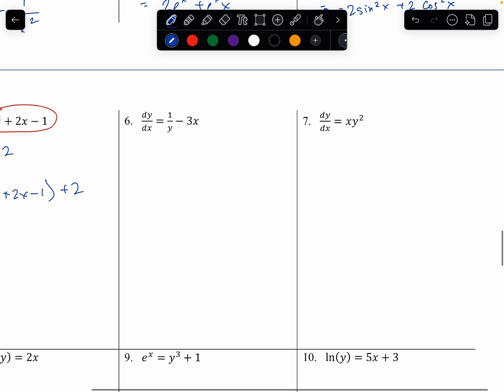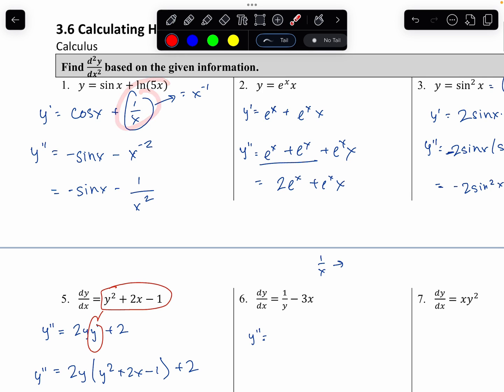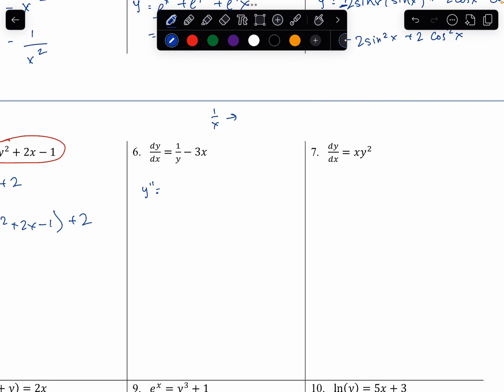All right, for 6, so I already have the first derivative. For the second derivative, now the derivative of 1 over y is going to be the same as the derivative of 1 over x. So hopefully you have this memorized. I told you guys that, well, we actually already did it up here. The derivative for 1 over x is negative 1 over x squared. I did tell you guys to memorize that. So the derivative of this is negative 1 over x squared.